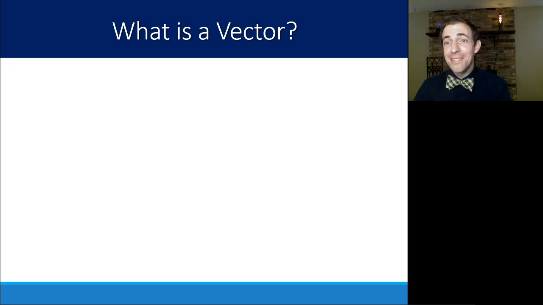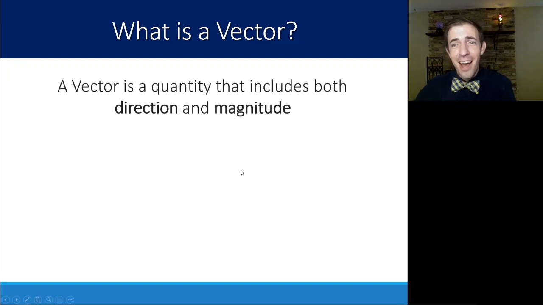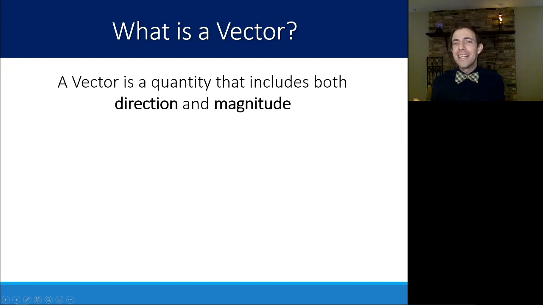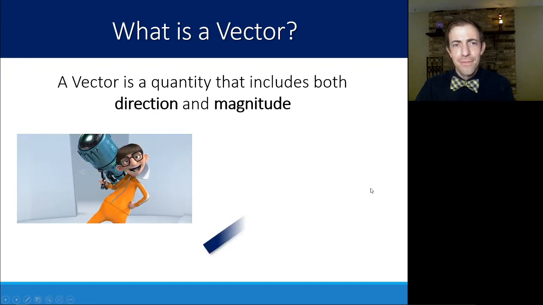All right, so that description of a vector is actually really close to the description that we're going to be using. We'll just do so with a little less pelvic thrusting. So vector in this class, we're going to define as a quantity that includes both direction and magnitude. Direction, like I said before, is usually going to be indicated by a plus or a minus, at least when we're talking about motion here. And magnitude is how big of a speed or a force we are talking about.